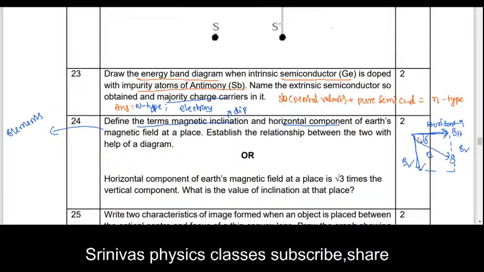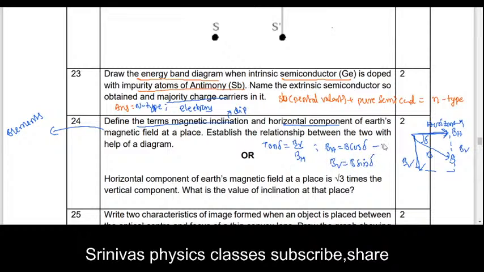This is B, this is BH. Tan delta is equal to what do we write? BV by BH we write. And BH is equal to B cos delta because it is the horizontal component. BV is equal to B sin delta.